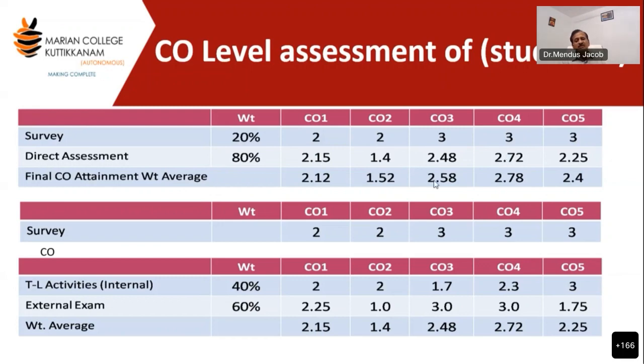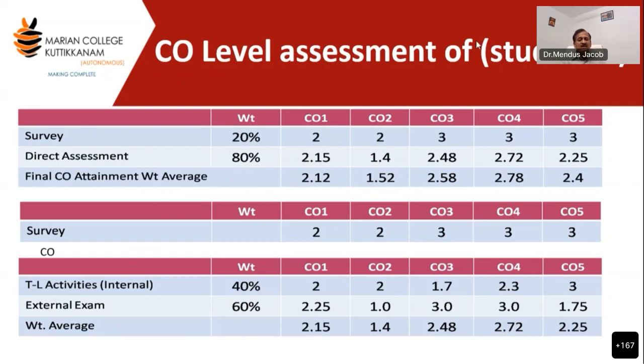So he is saying that he has got a 2 attainment level, 2 for CO1, 2 for CO2, 3 for CO3, 3 for CO4, and 3 for CO5. And we have already calculated the CO1, CO2, CO3, CO4, and CO5 for the direct assessment. Suppose we have already completed it. Okay. Then according to this ratio, we can calculate the value.